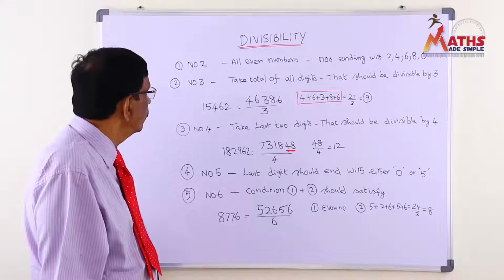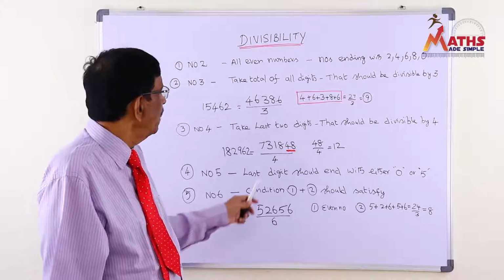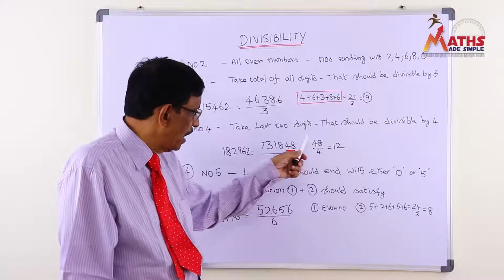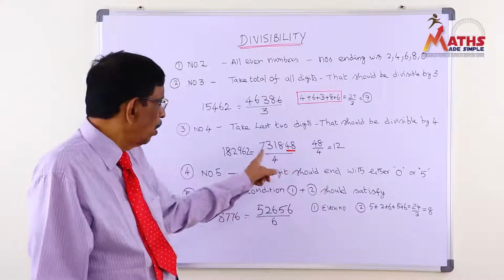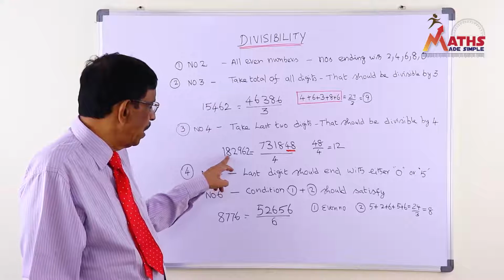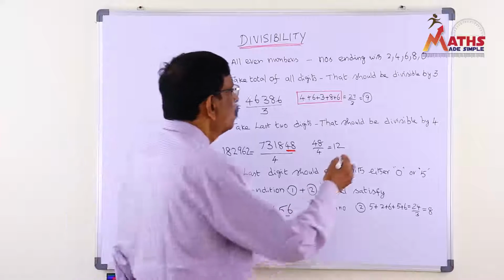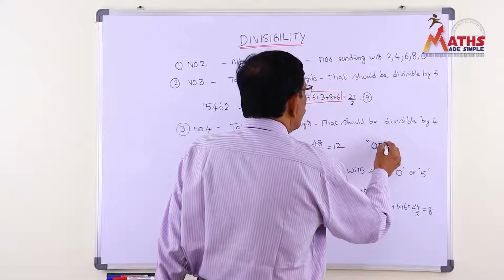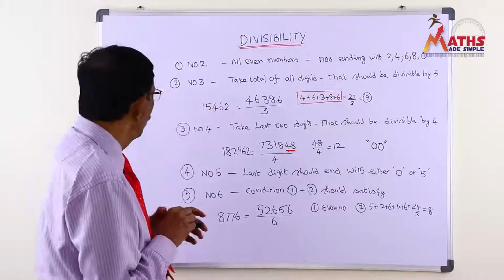Here I have taken a number, 731848, and I want to find whether this is divisible by 4. So what I am doing, I am taking only the last 2 digits, 48. 48 divided by 4 is 12. So when this is divisible, the whole number is divisible. When I work this out, the answer is 182962. You also remember the last 2 digits can be 00 also. Even when it is 00, the whole number is divisible by 4.